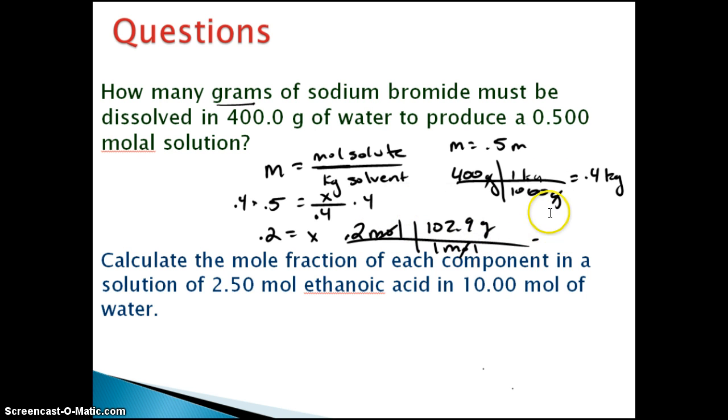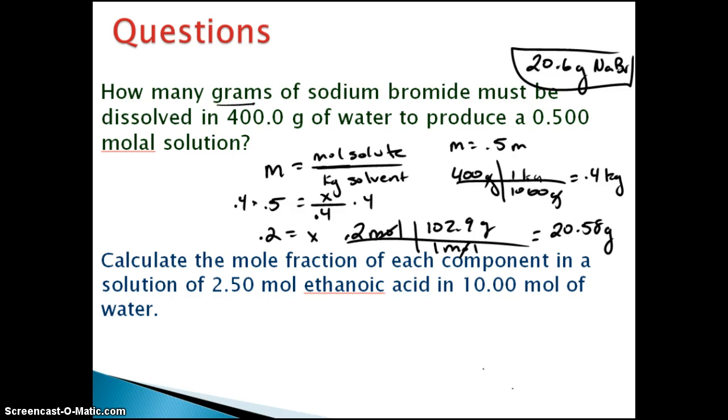So when we finish that conversion, it comes out to be 20.58 grams. And we should only have 3 significant digits, so we're going to round that in our final answer to 20.6 grams of sodium bromide as our final answer for that question.